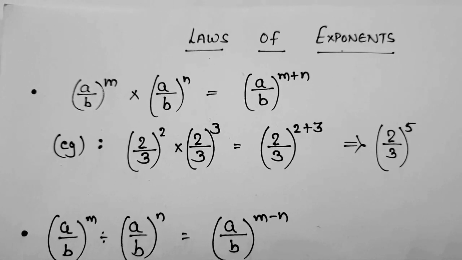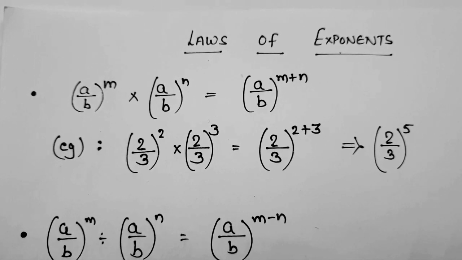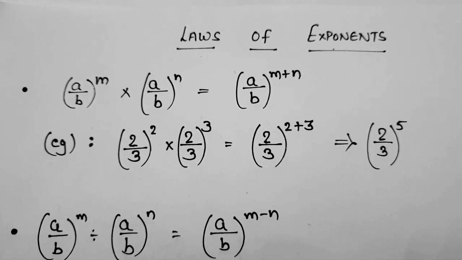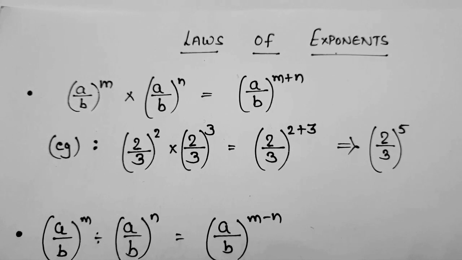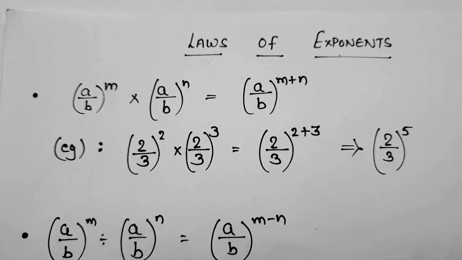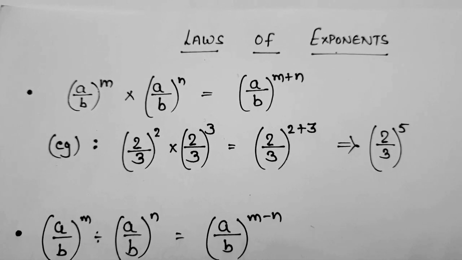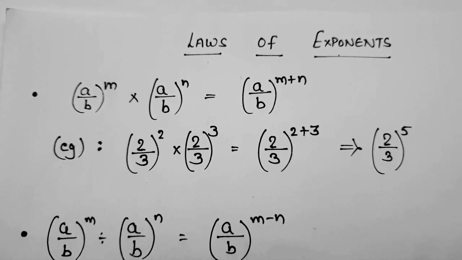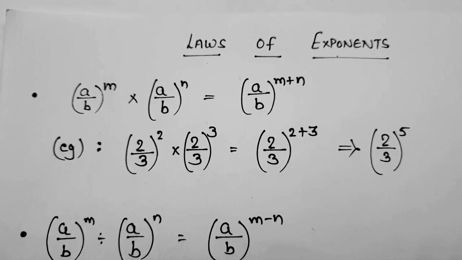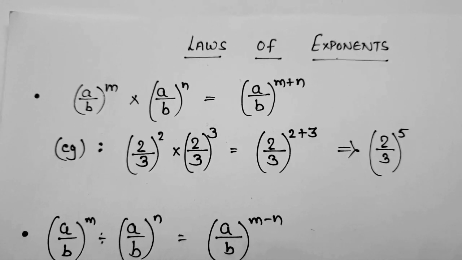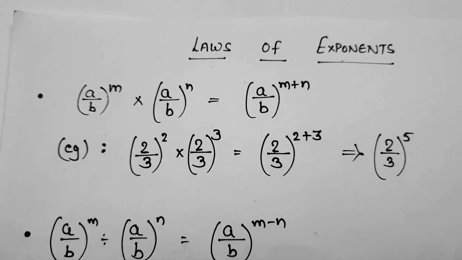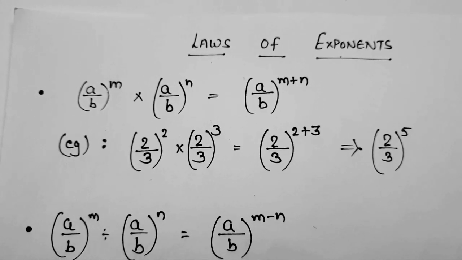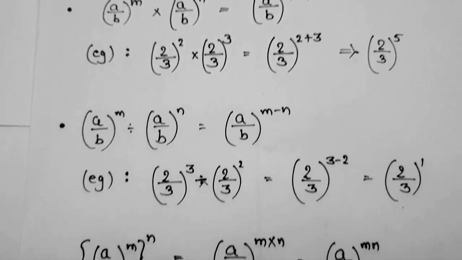(2/3)^2 into (2/3)^3. Now what we had discussed in the rule? In the case of multiplication, if the bases are same, then we will take bases common and their powers will be added. So we took 2/3 as common and their powers are getting added. So it will be like (2/3)^(2+3). So the answer will be (2/3)^5. Okay, now let's move to rule number 2.